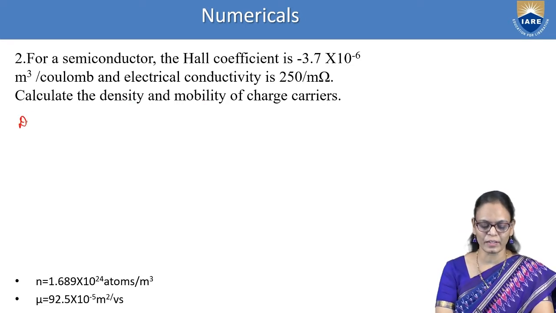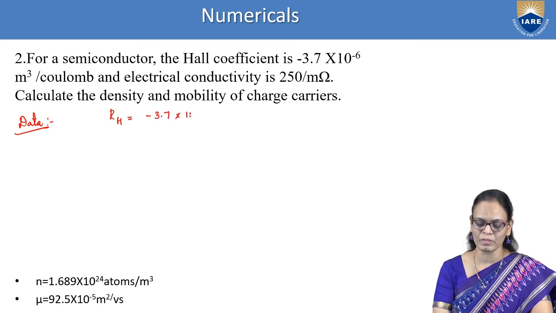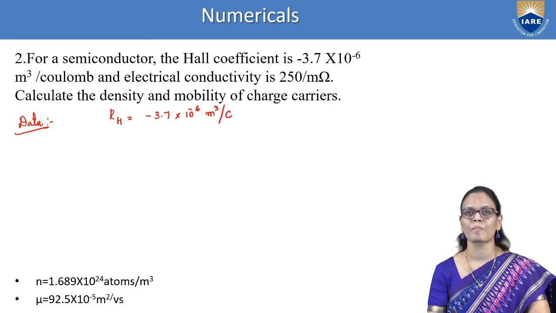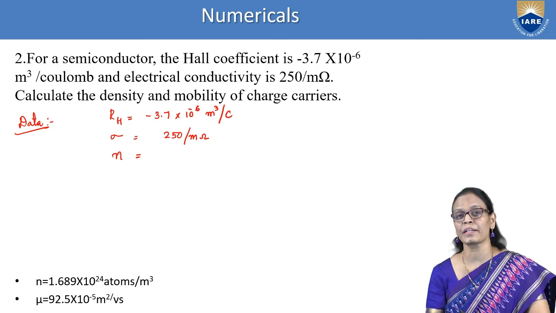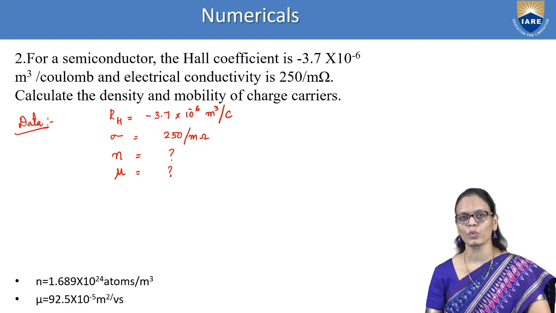So let us write the data given. We are given Hall coefficient RH minus 3.7 into 10 power minus 6 meter cube per coulomb. And then we are given the conductivity 250 per meter ohm. We have to calculate the charge carrier density N, and also we have to calculate mu. This is what we have to calculate.